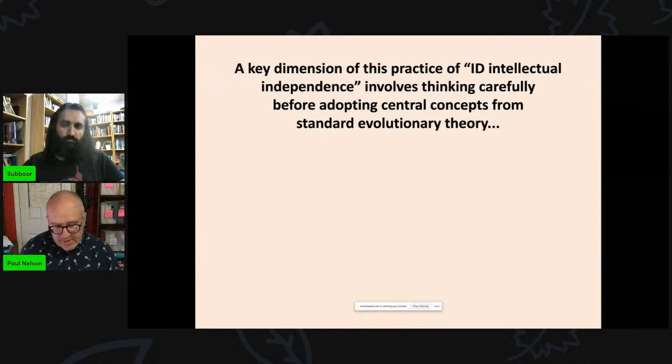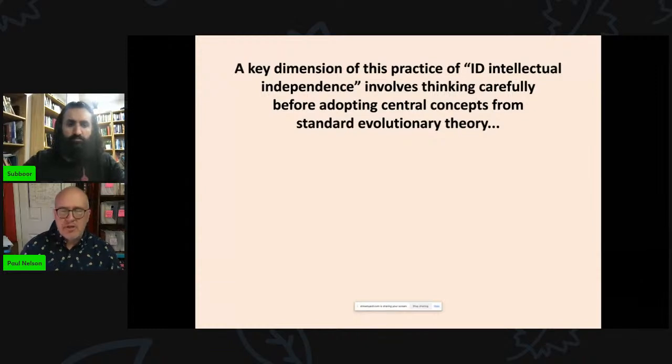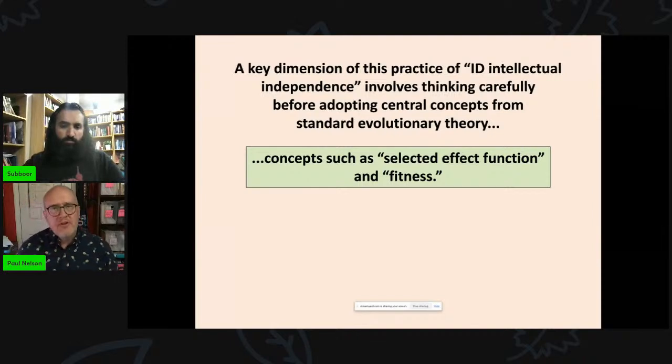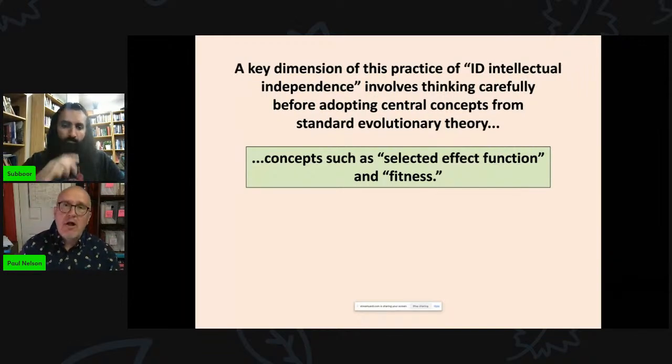Now, there are plenty of concepts within evolutionary theory that are useful, they're empirically well supported, and they will be, in the future, incorporated into any mature theory of design. There are other concepts, however, such as selected effect function and fitness, that are highly problematic. And one doesn't want simply to borrow those concepts and import them into intelligent design as a theory, because they are going to bring along with them the conceptual explanatory problems that they had in standard evolutionary theory.